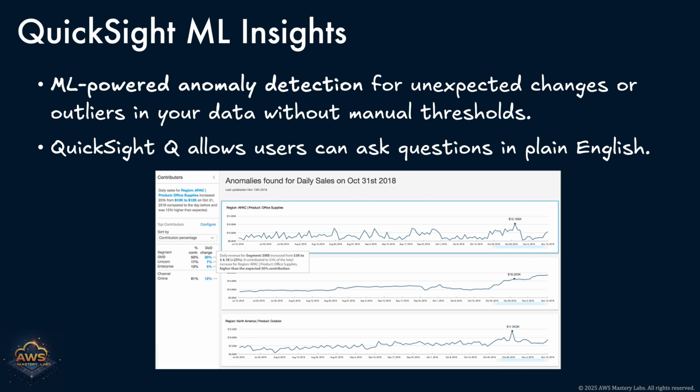Amazon QuickSight doesn't just stop at visualizing data, it takes things a step further with ML-powered insights that help you uncover what's happening in your business, why it's happening, and what might happen next.